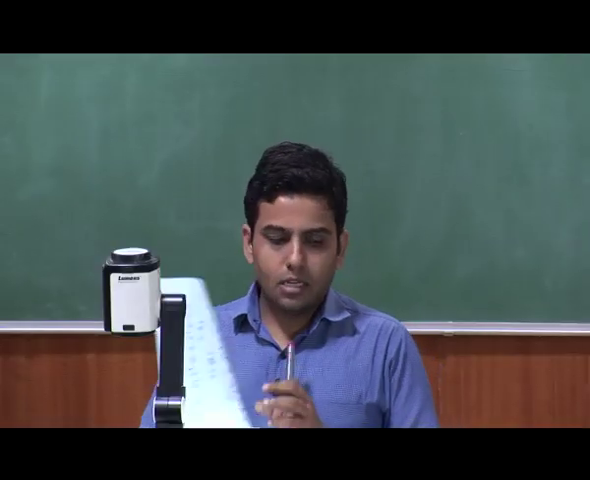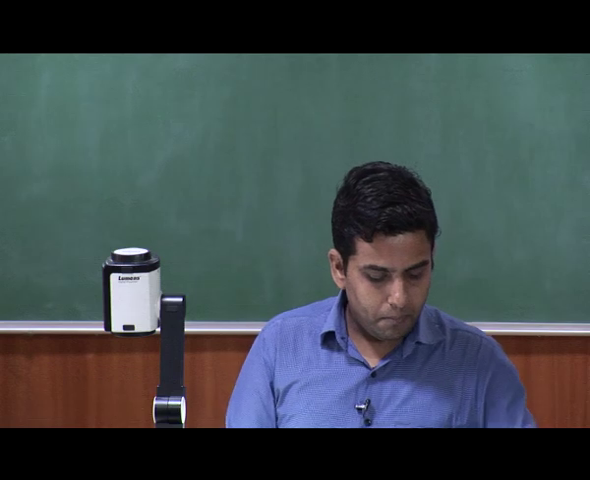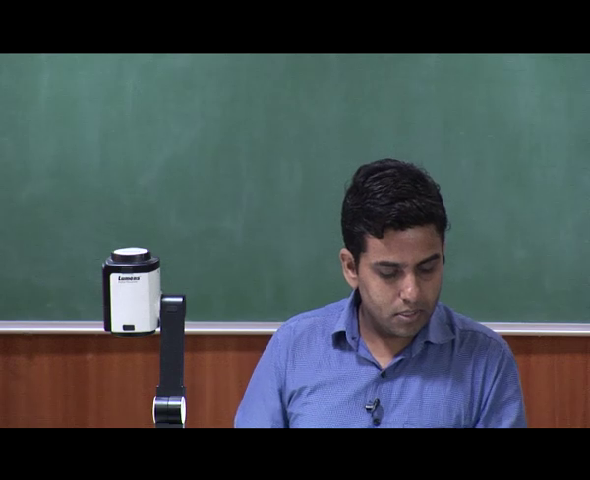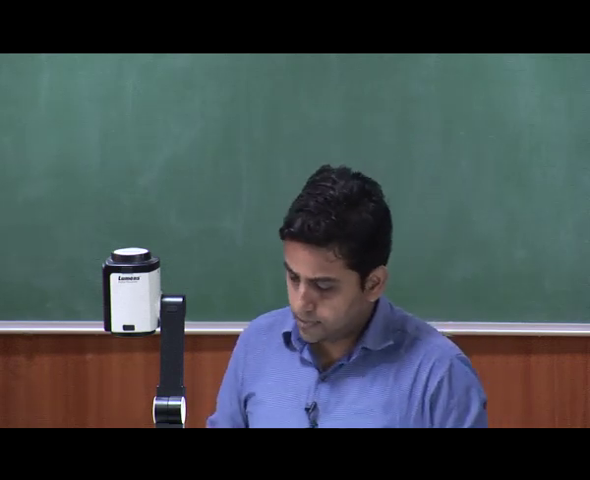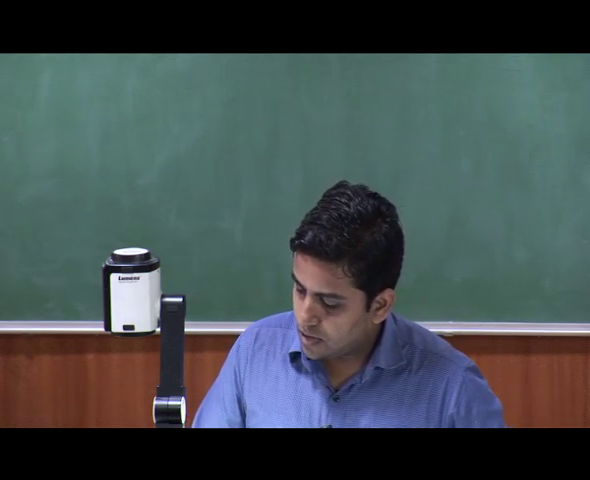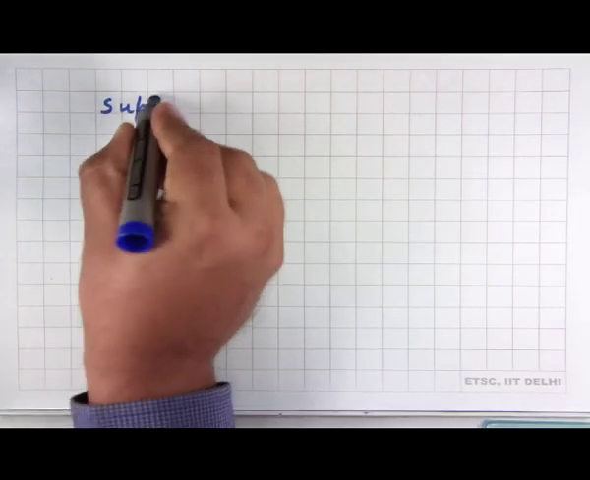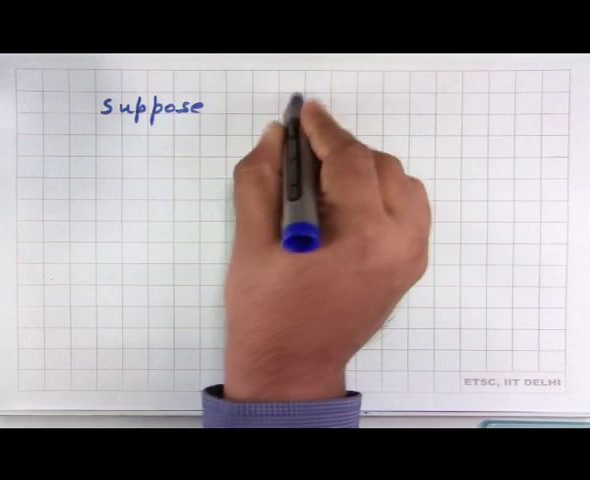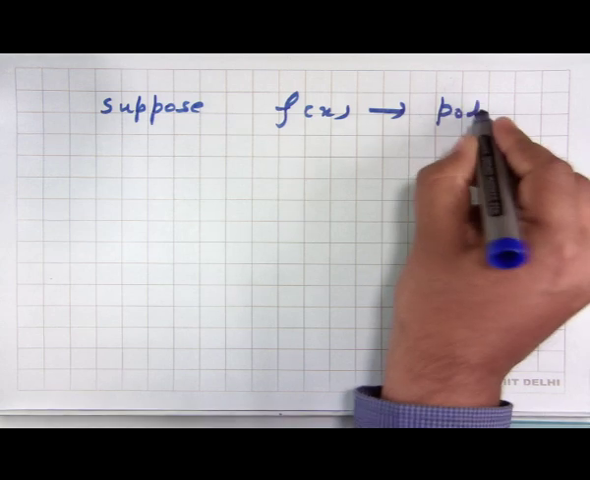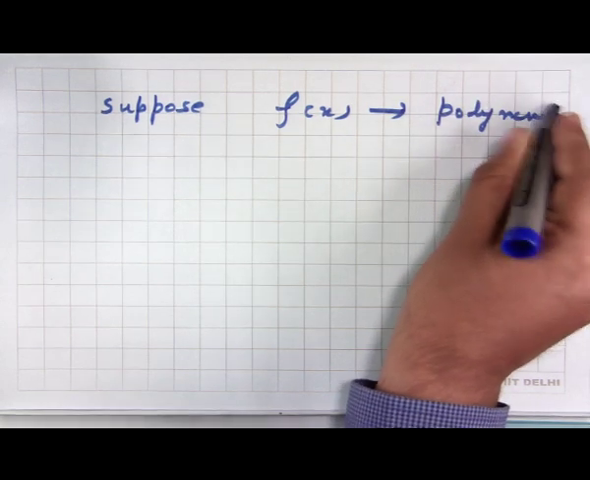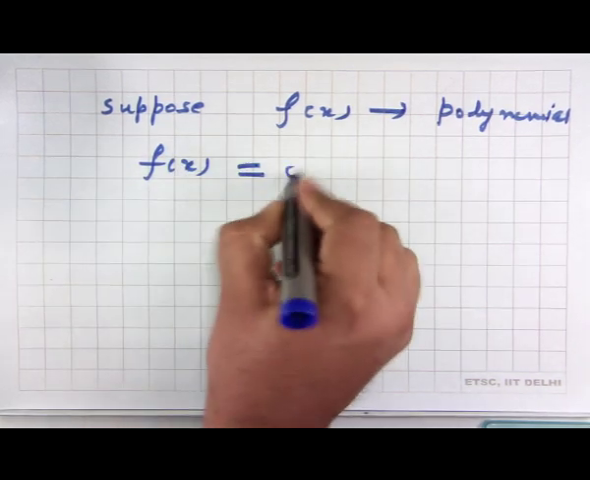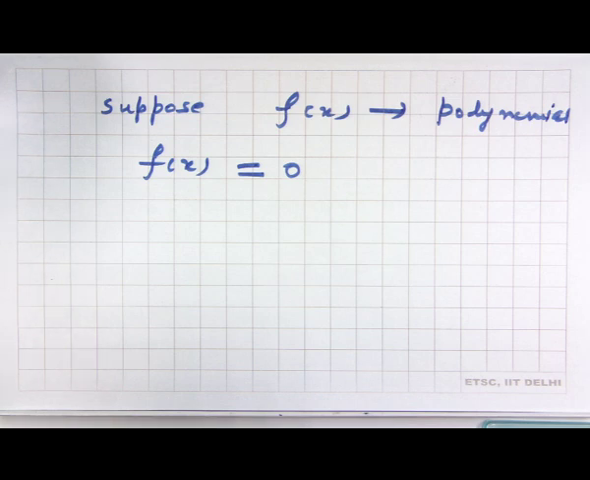Now we shall discuss the polynomial equation. What is a polynomial equation? Suppose f(x) is a polynomial, that is your polynomial, and f(x) equals 0, that is called a polynomial equation.